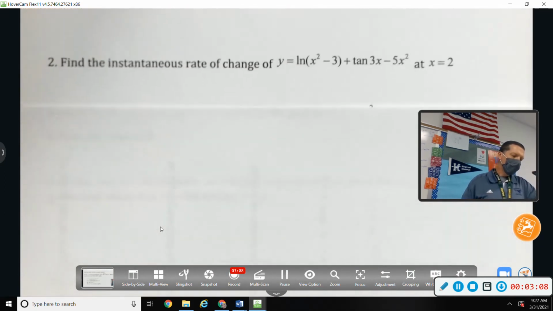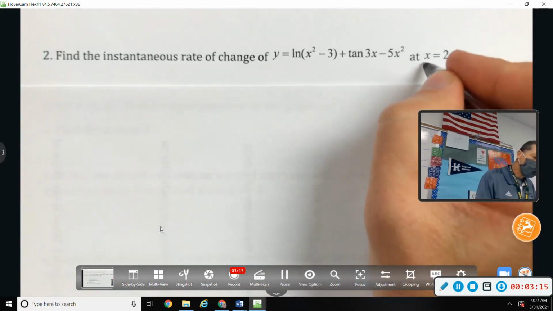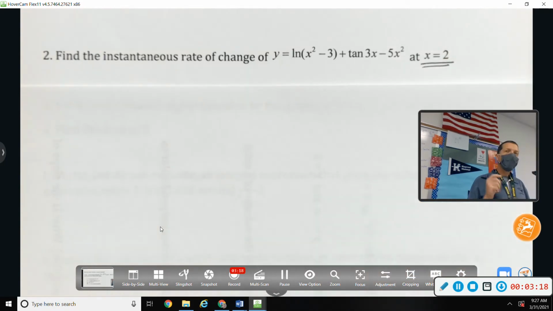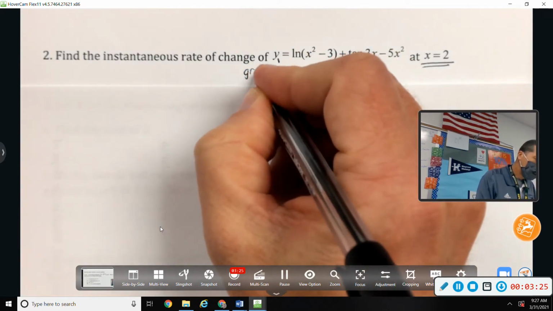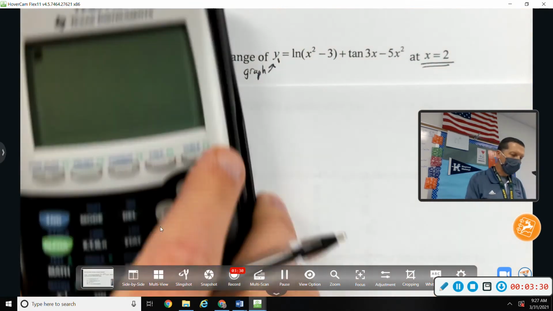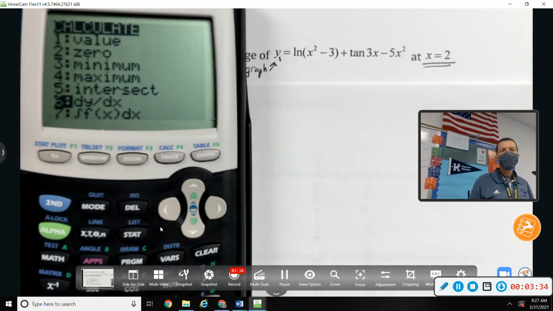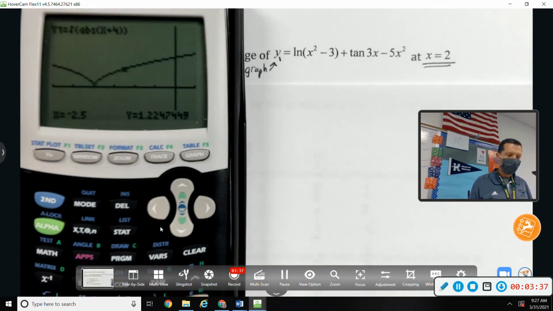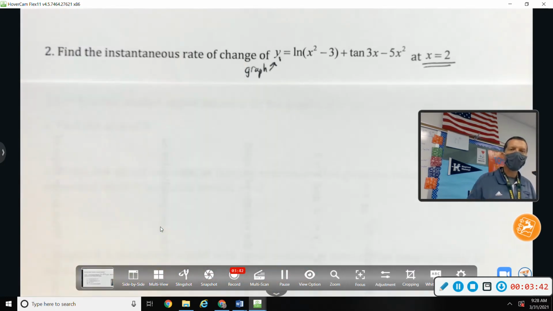All right, number 2. Find the instantaneous rate of change of that weird-looking thing. Well, since you're looking for it at a point, rather than take the derivative, which you could do, it would probably be easier to graph that thing and then let your calculator find the derivative. Because you've got a second calc dy/dx button. So put it in and then let your calculator find the derivative at whatever point you're looking at. That's not that graph, but that's how you would do it.